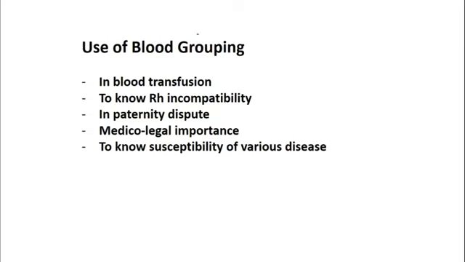Now what is the use of blood grouping? In blood transfusion, to know Rh incompatibility; in paternity disputes, for medico-legal importance; and to know susceptibility to various diseases. So that is the most important viva question. Via this presentation, I hope everyone understood how to do blood grouping in the hematology lab.